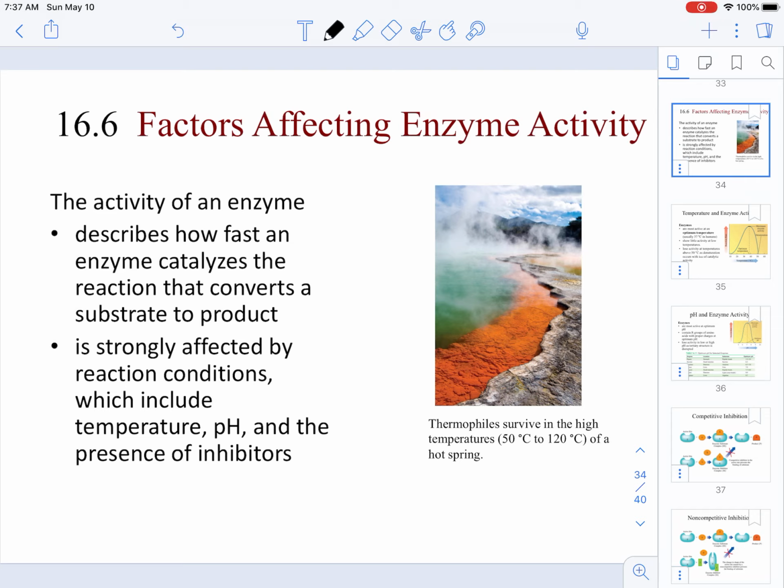When we talk about the activity of an enzyme, remember that it describes how fast this protein, called an enzyme, is going to be catalyzing a reaction, meaning turning the substrate, in other words, the reactant, all the way to products. There are three factors that we are going to be considering that affect enzyme activity. They include temperature, pH, and the presence of inhibitors in your reaction.